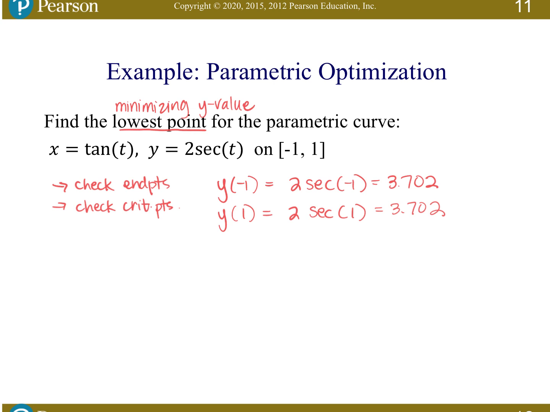Now let's check our critical points. In order to check our critical points, we're gonna need the derivative. So we're gonna need dy/dt, the derivative with respect to t. So we want the derivative of 2 secant t, which is 2 secant t tangent t. And we want to set that equal to 0, and we want to set that equal to 1 over 0 within the parameter that we've been given. In order to do this with our calculators, we're actually going to go back and graph it in Cartesian mode. It's the easiest way to check that. So switch your mode back and temporarily graph this in Cartesian mode.